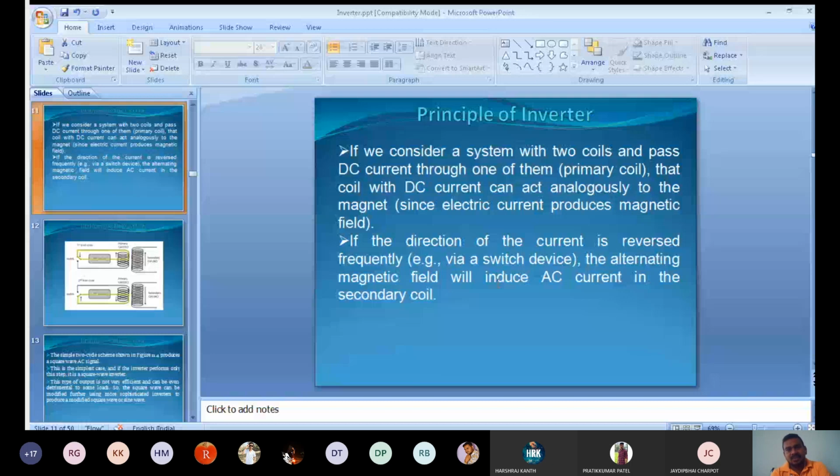That coil with DC current can act analogously to a magnet, since the electric current produces a magnetic field. Okay, understood? We are taking two coils and we are passing DC current through any one coil. That coil with DC current is acting as a magnet.